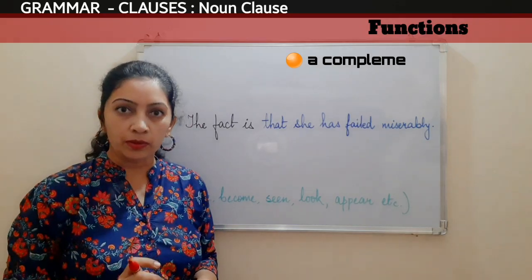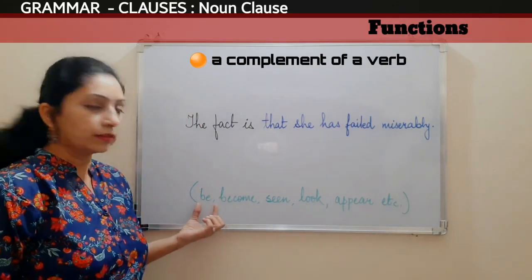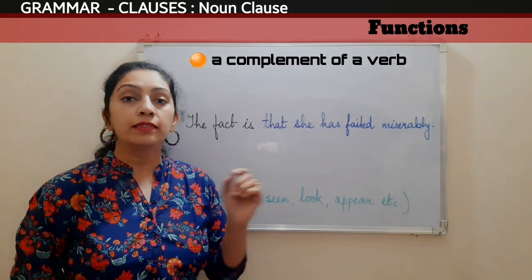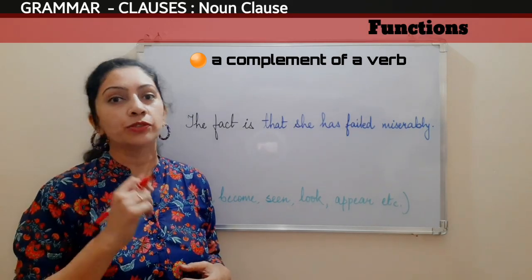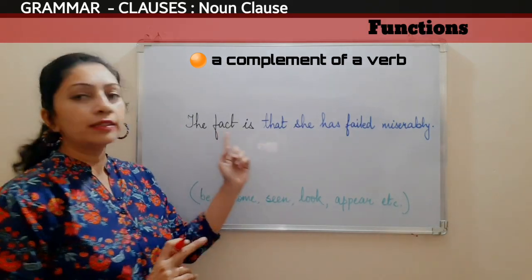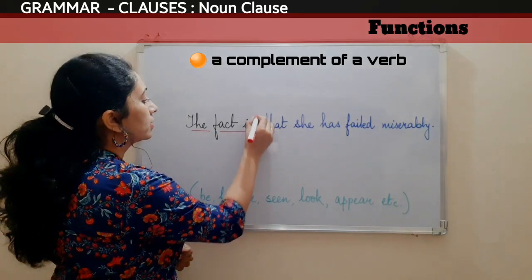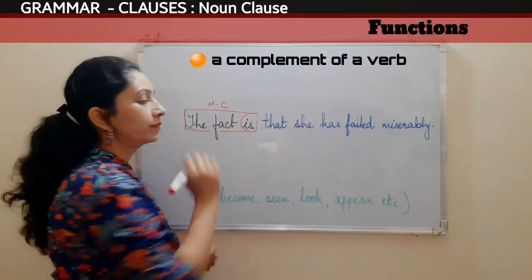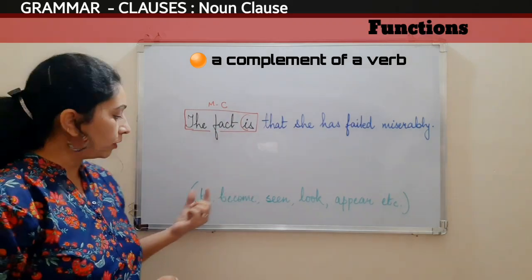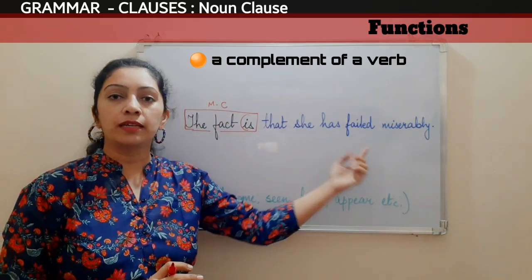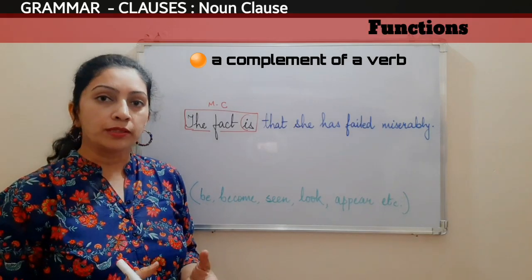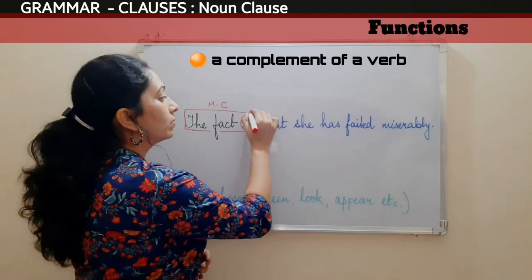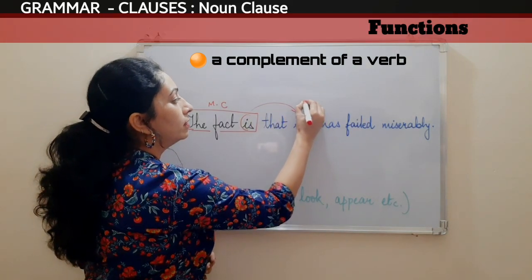If the verb in the main clause is any one of these, like the various forms of be or become, seem, look, appear, etc., then the noun clause will work like a complement to that verb. Now let's look here. "The fact is," this is the main clause where the verb here is "is," right? Now "is" is a present form of the verb be. Now if the next part, that is the subordinate clause, acts like a complement, which is extra information, very different than an object, then this will work like a complement here in the noun clause.